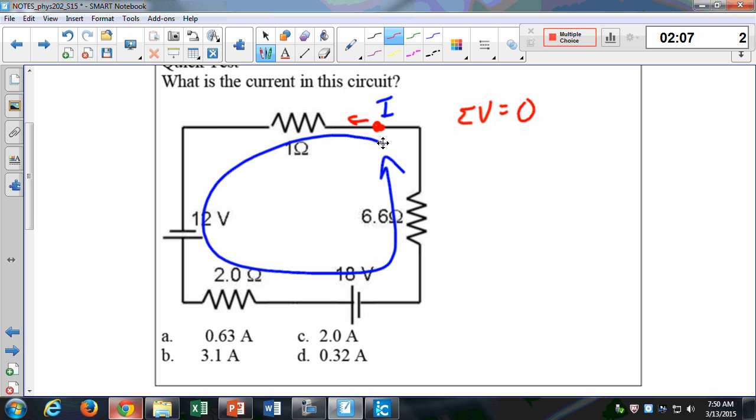So I'm going to go through, and for this first element, the change in potential is going to be -1 times I, right? Because I'm going with the current, so I just say -1 times I. And then I'll do the same here. Is this going to be plus or minus 12? Is this plus or minus 2I? Is this plus or minus 18? And is this plus or minus 6.6I? And then once I get that, I just solve for I. This isn't a multi-loop circuit, this is a single loop, but you can still use the loop rule for this. Maybe do a little kickstart?